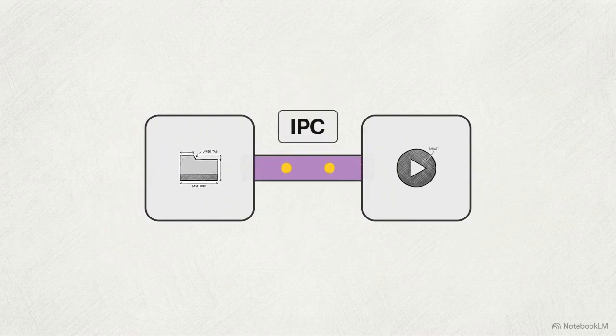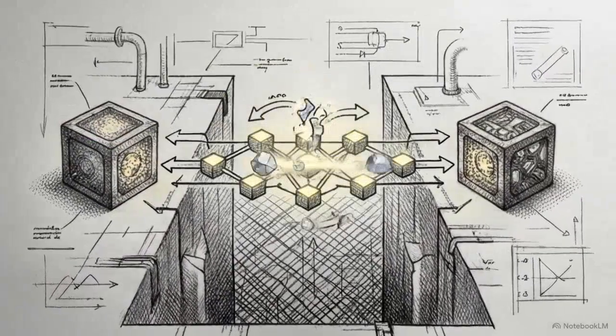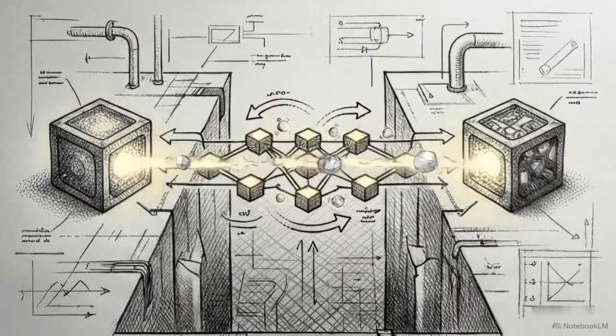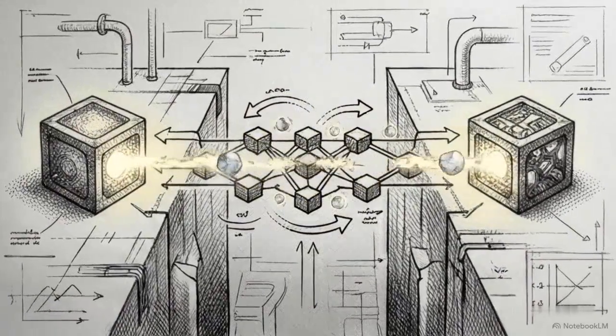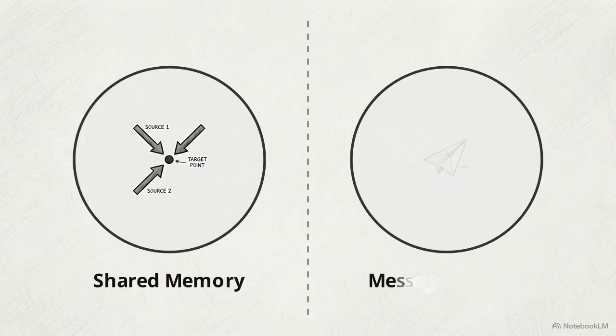To solve this, operating systems rely on inter-process communication, or IPC. IPC is the structural bridge that allows isolated processes to share data and synchronize their actions without compromising overall system stability. Computer science relies on two distinct architectural models to build this bridge: shared memory and message passing.